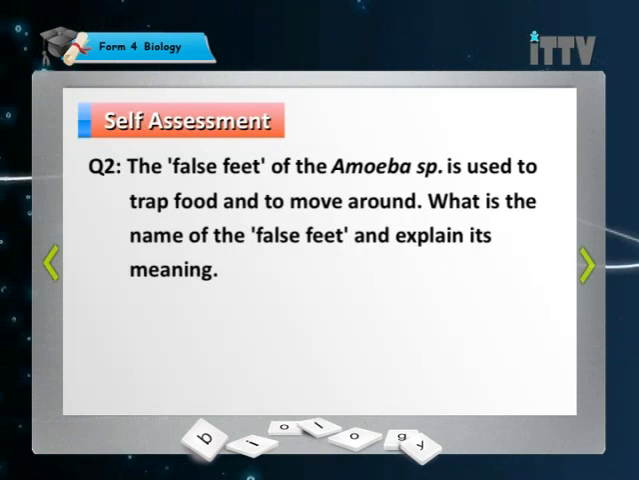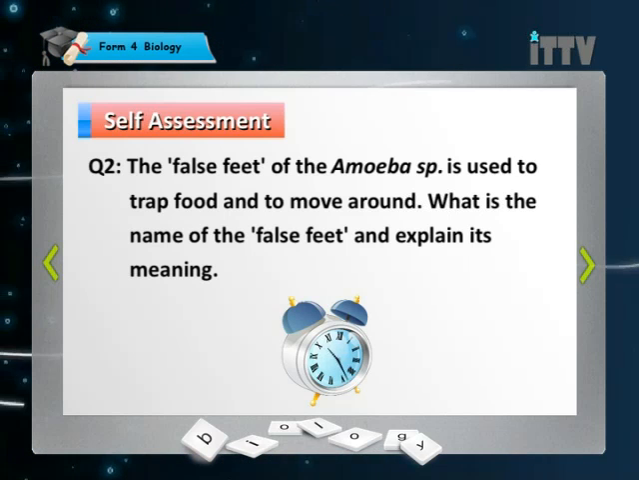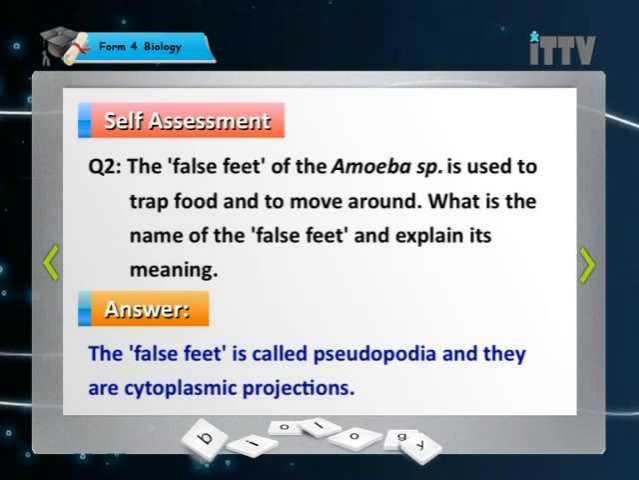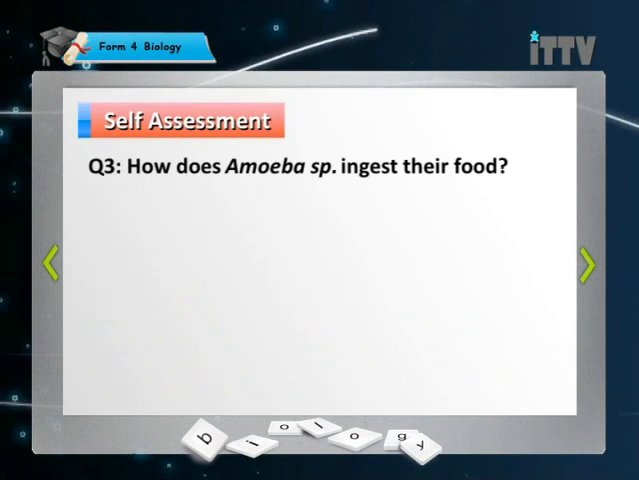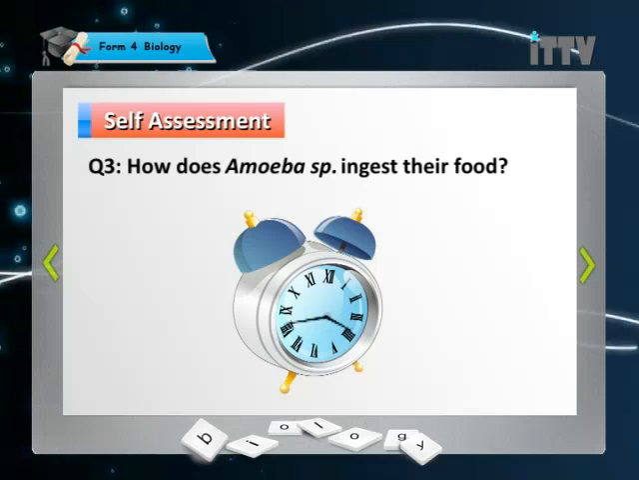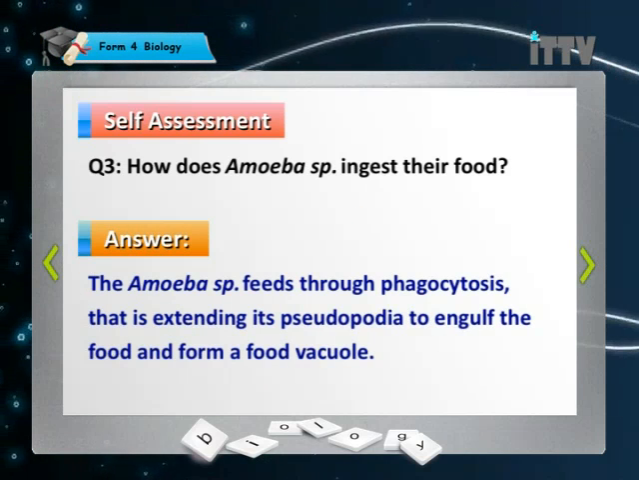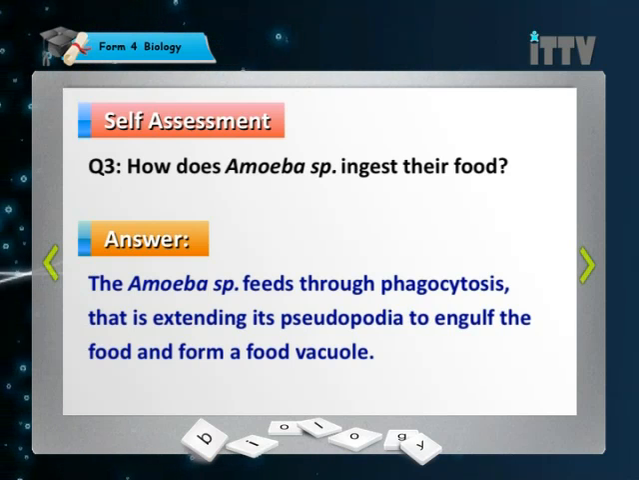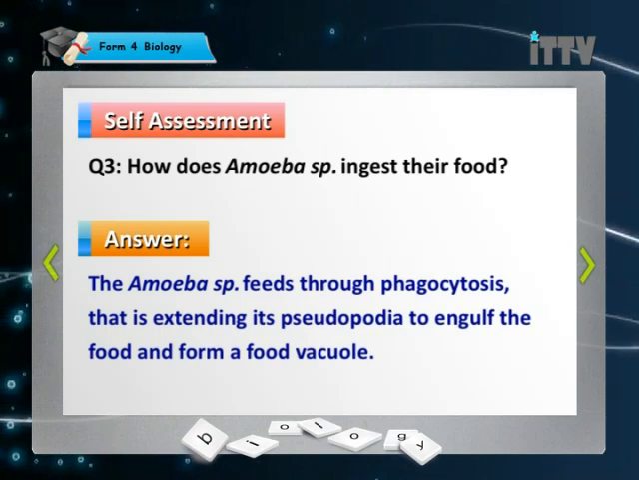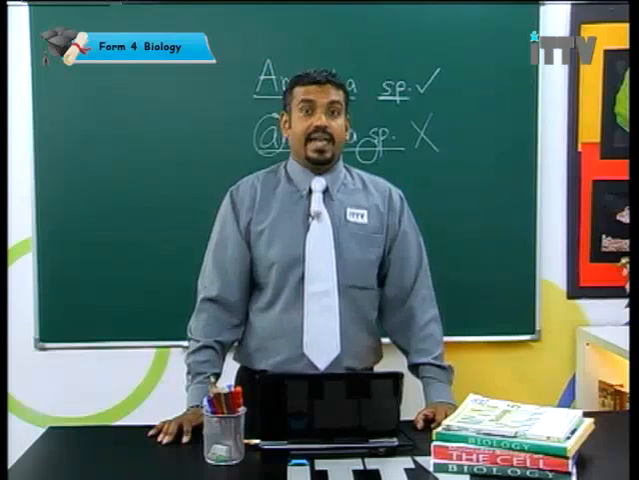Next, the false feet of the amoeba species is used to trap food and to move around. What is the name of the false feet, and explain its meaning? The false feet is called pseudopodia, and they are cytoplasmic projections. Question 3. How does amoeba ingest their food? The amoeba feeds through a process called phagocytosis, which is extending its pseudopodia to engulf the food and form a food vacuole.